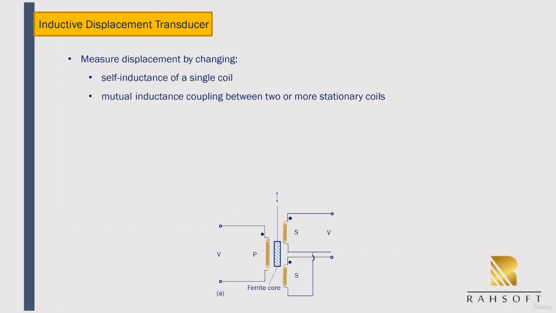Next, let's talk about an inductive displacement transducer. They measure the displacement by changing either the self-inductance of a single coil or the mutual inductance by coupling between two or more stationary coils, typically by displacement of a ferrite or iron core.